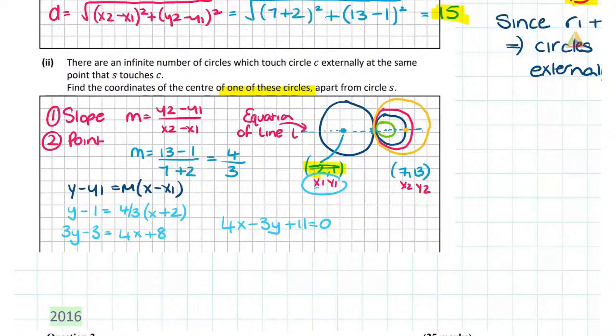So there's an infinite number of circles. That means each of those circles has a center, so there's an infinite number of centers. So we're just picking a point. I'm going to pick the point x is equal to 10, and I'm just subbing that in.